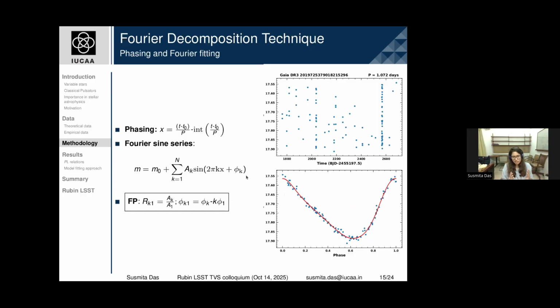What we do is we redefine the Fourier coefficients to what are called the Fourier parameters. So when we say R_k1, it could be R21, R31, and so on. This is the Fourier amplitude parameter. It is defined as a ratio of 2 Fourier coefficients. This is the Fourier phase parameter, which is defined as a difference of phase coefficients. Typically, we use R21, R31, and phi21, phi31 because the first two are considered enough to capture the light curve structure reasonably well.